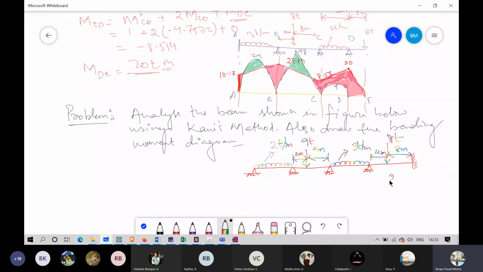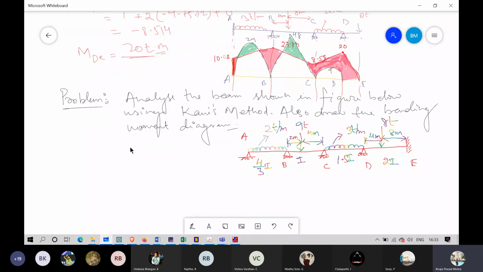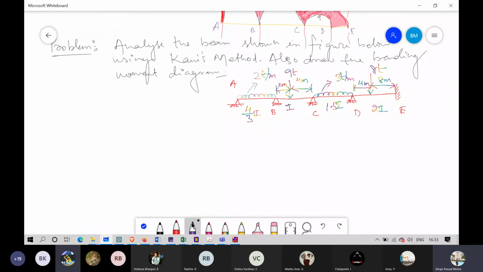Okay, now this is 2I, this one is 1.5I, this one is I, and this one is 4 by 3I. So this is A, this is B, this is C, this is D, and this is E. Okay, so this is the problem. So let's start solving this one.